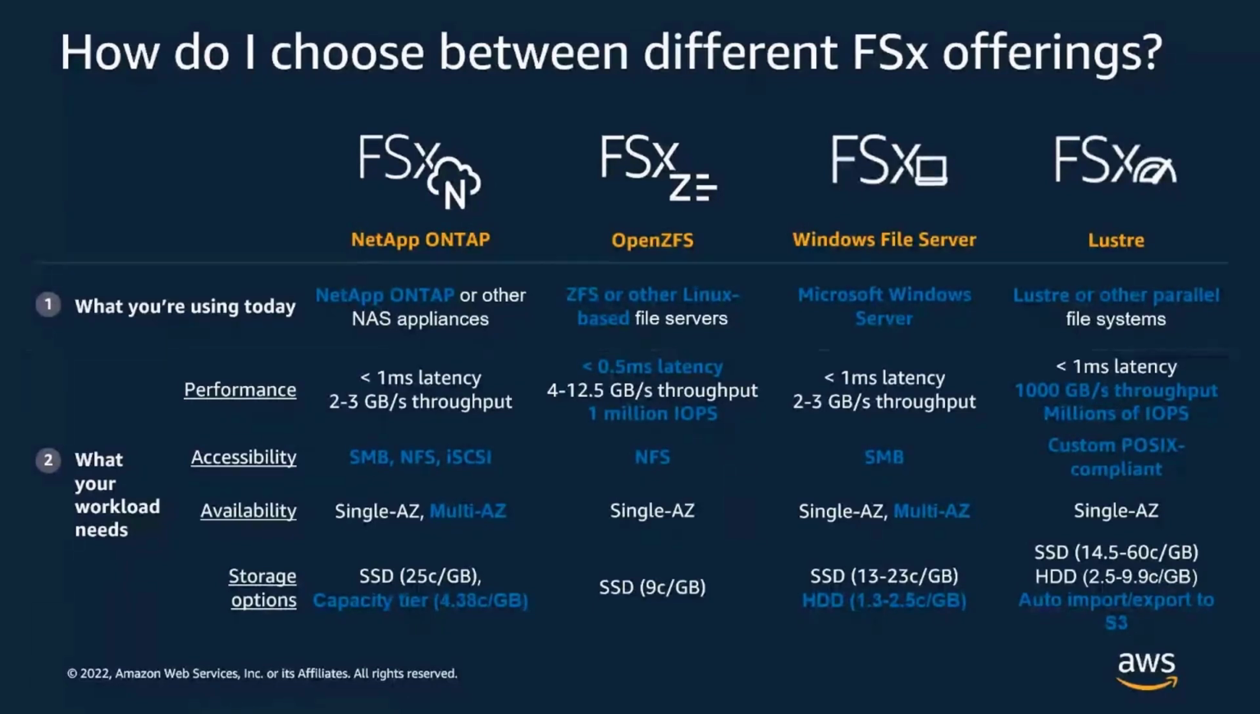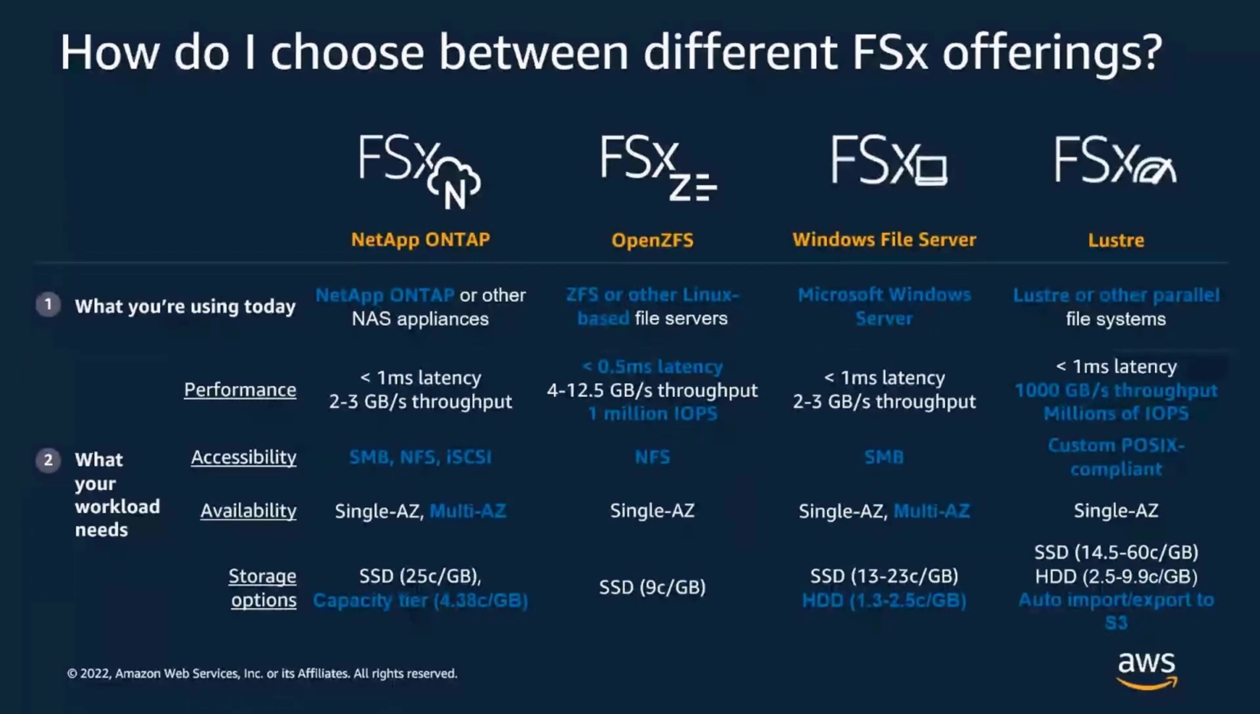The first question that we start with, and I'd say 80% of the time, this is all we really need, is what are you using today? If you're using NetApp ONTAP or other NAS appliances on premises, then you should choose FSx for NetApp ONTAP. If you're using ZFS or other Linux-based file servers, then you should choose FSx for OpenZFS. If you're using a Windows Server-based file server today, then you should use FSx for Windows File Server. And lastly, if you're using Lustre or other parallel file systems, you should choose FSx for Lustre.